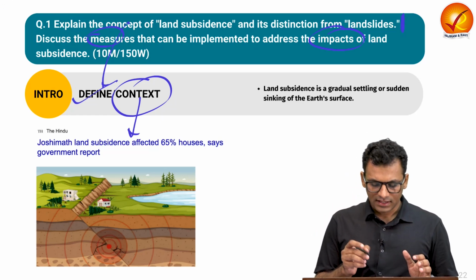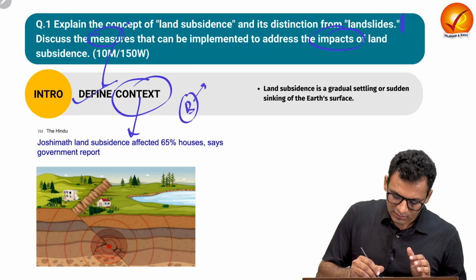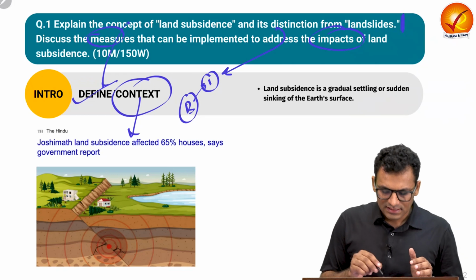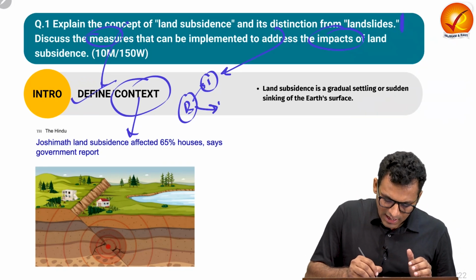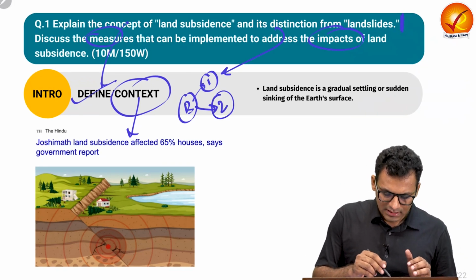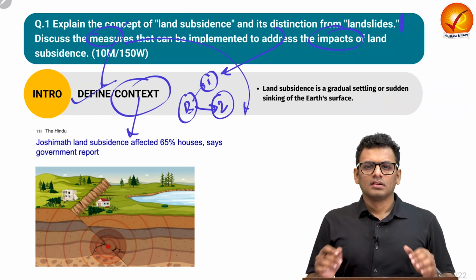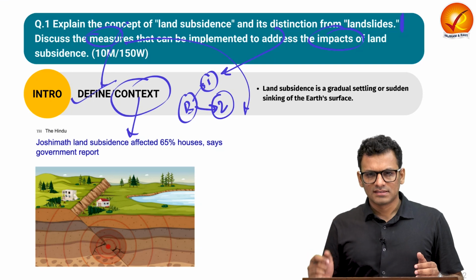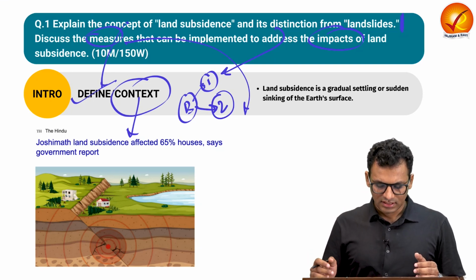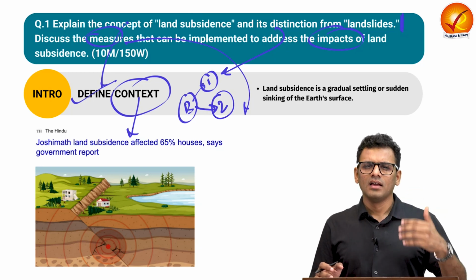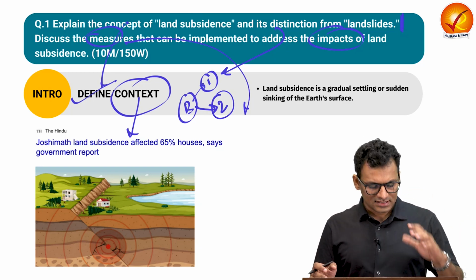In the body aspect, the very first demand that we are going to tackle is going to be the distinction between land subsidence and landslide. And the second demand we are going to tackle is with respect to the measures that are there to implement and therefore address the impact of the land subsidence. So this is the structure for introduction and body, and in conclusion you can provide some way ahead points. So let us start with the introduction.